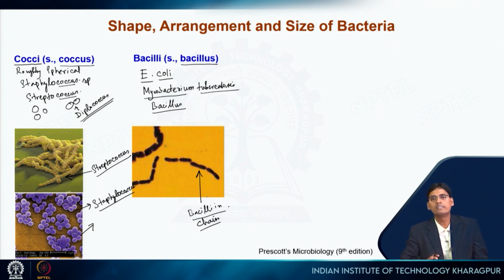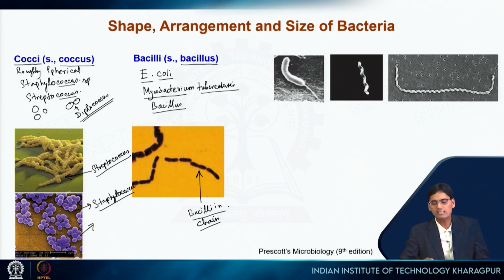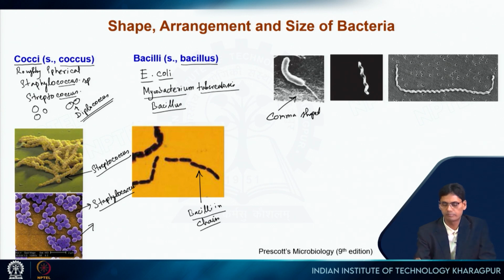These two, cocci and bacilli, are the most common forms of bacteria in terms of their shape. But there are some deviations from this standard format, like coccus and bacillus. As you can see, this is one bacteria that looks comma shaped. It's comma shaped, right? One example is Vibrio cholerae. Vibrio cholerae is a bacteria that looks like this comma shaped bacteria.